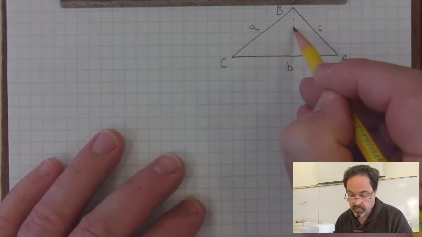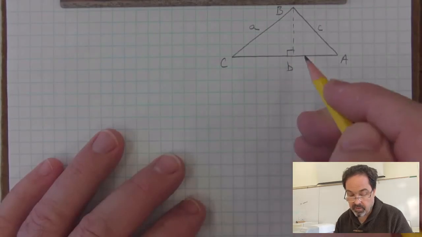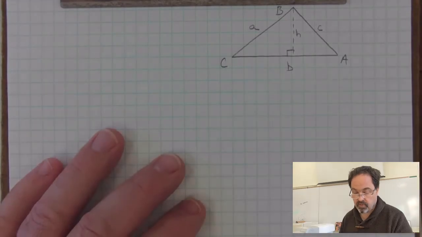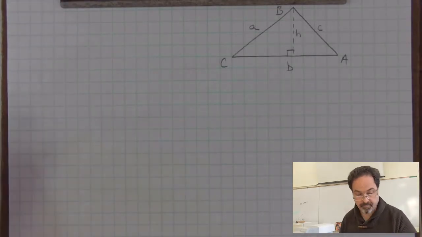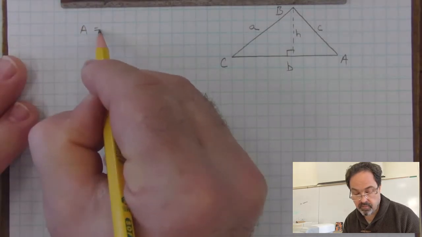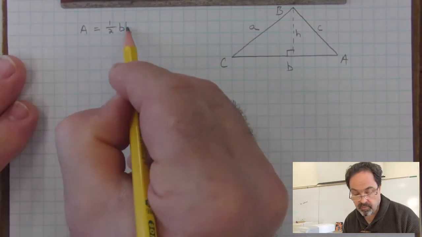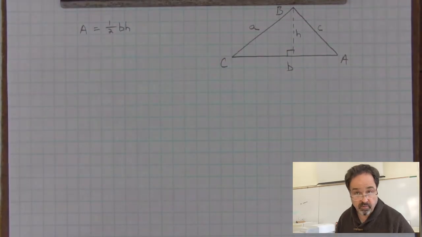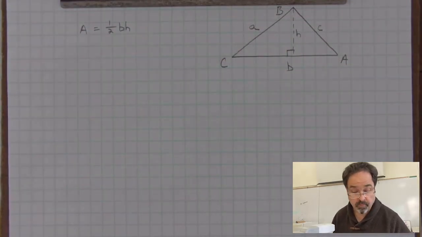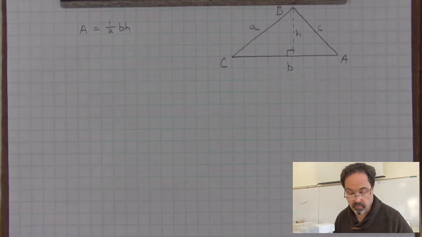We're going to include a dotted line that is perpendicular to side B and label that H as the height of this triangle. A familiar formula for the area of a triangle is area is equal to 1/2 times base times height, where the base and the height are simply perpendicular to each other, and the base is a side of the triangle, where B is the variable in that equation, a side of the triangle.